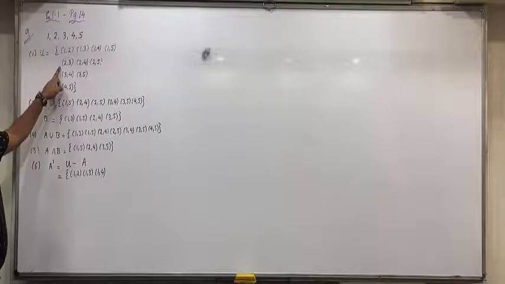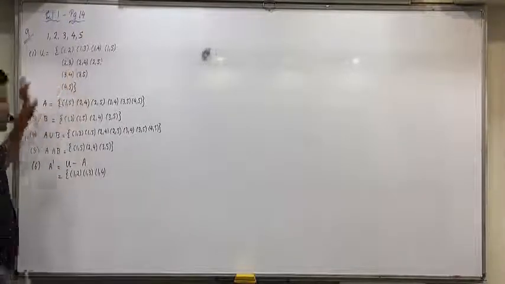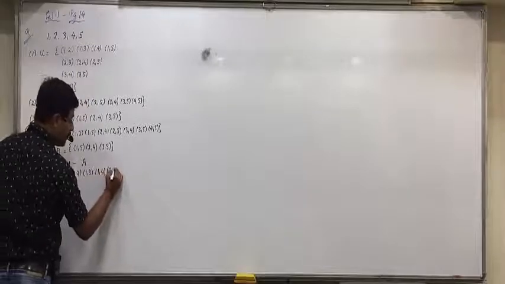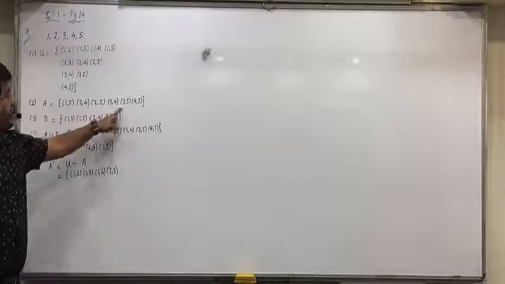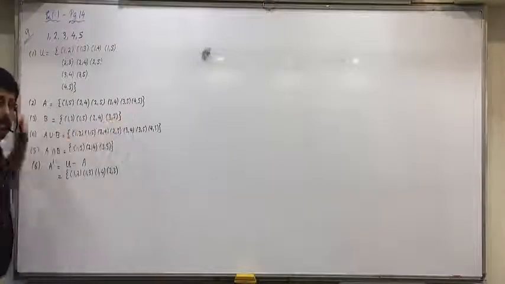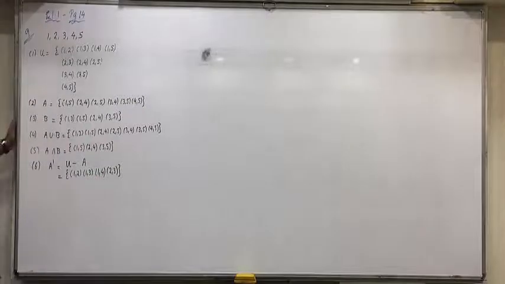From the row of 2, which ones will you subtract? (2,4) and (2,5). So what will be included? (2,3). The 3 row entirely gets eliminated and 4 also entirely gets eliminated. So this is A complement, U minus A. Did you understand this? Anyone who did not understand this?